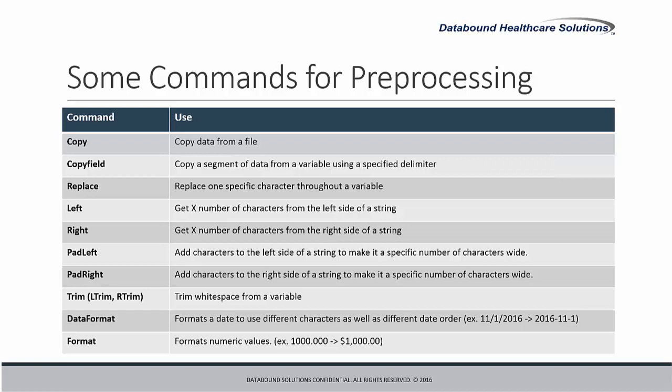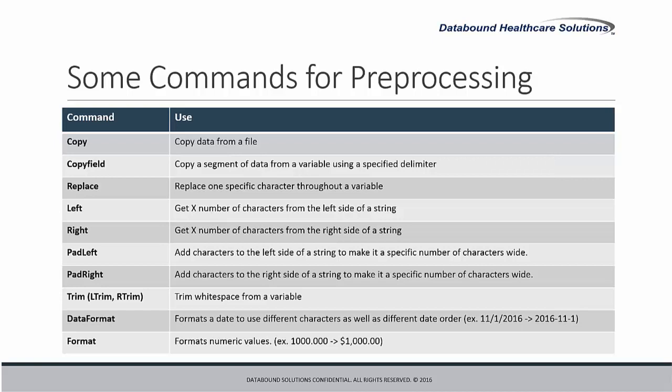Next, we have left and right. You can see it says get X number of characters from the left side or right side of the string, respectively. These commands allow us to take a certain number of characters and take them off. So for example, if I had a billing period at the end of my variable that was 5 digits long and I knew it was always going to be 5 digits long, I could take that information off using the right. So I could say right and get 5 characters, and that would give me my billing period.